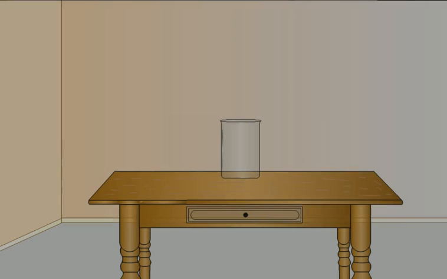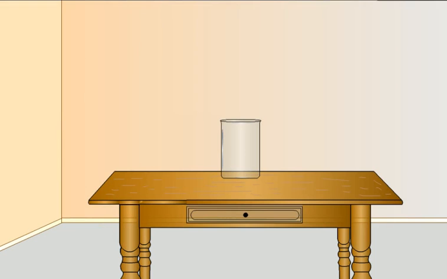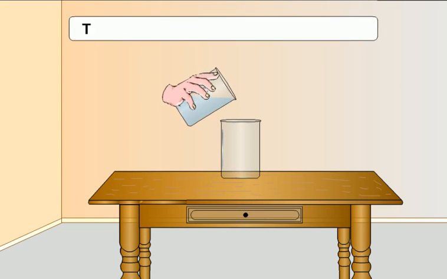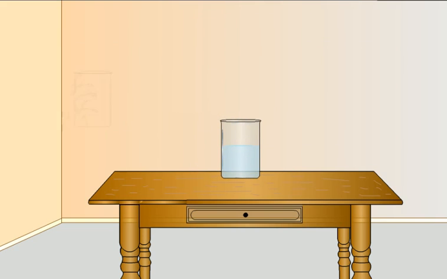The other statement is, liquid maintains its level. Let us look at the verifications for this statement. First, verification 1. Students, take a glass and fill it with water. The water level is parallel to the ground. Now tilt the glass and you will see that the water level is still parallel to the ground. This proves that liquid maintains its level.